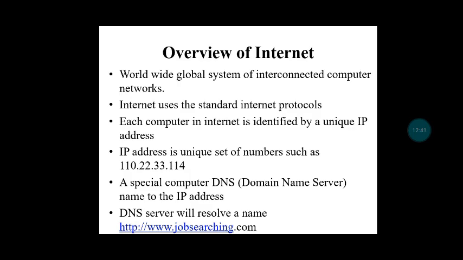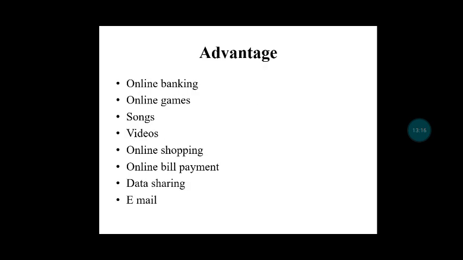Overview of the Internet. It is a worldwide global system of interconnected networks. The Internet uses the Internet protocol. Each computer on the network is identified by a unique IP address, for example 110.22.33.114. A special computer called DNS provides the IP address to provide the services to the user.